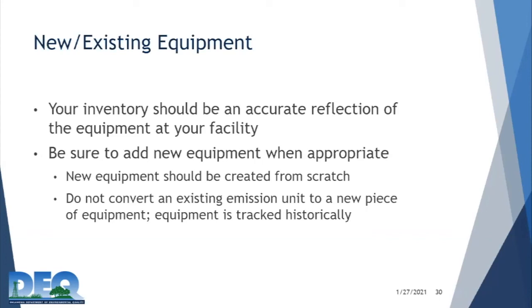Do not convert an existing emission unit to a new piece of equipment. If you, say, swapped out an engine, then the old engine, that emission unit should be shut down and you should create a new one, a new emission unit for the new engine. We track equipment historically with unique identifiers, so that can really cause some problems if you try to convert an existing piece of equipment rather than creating a new one. So that's a really important thing to keep in mind as you're doing your emissions inventory.